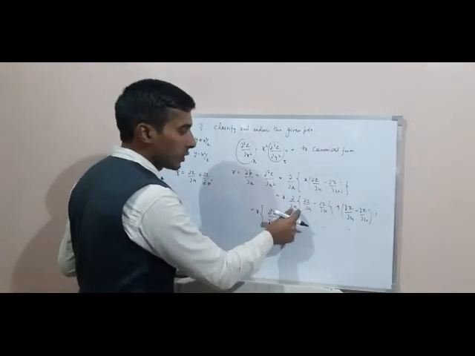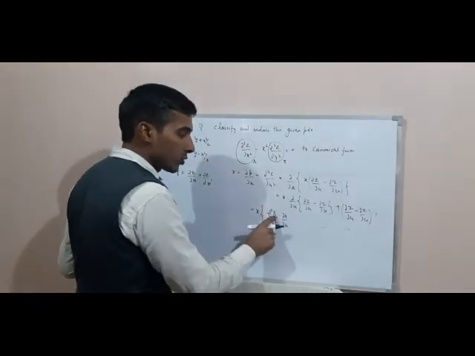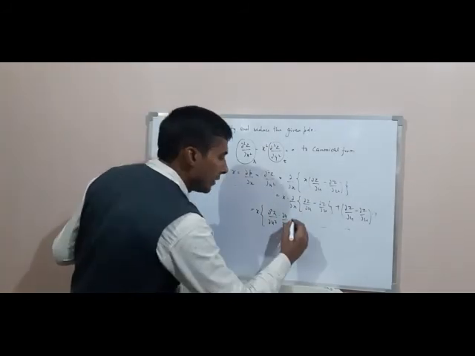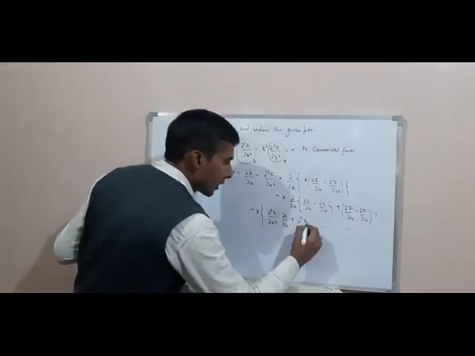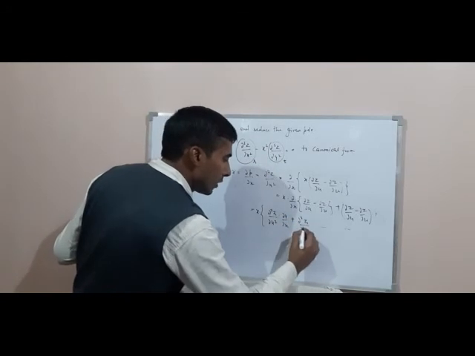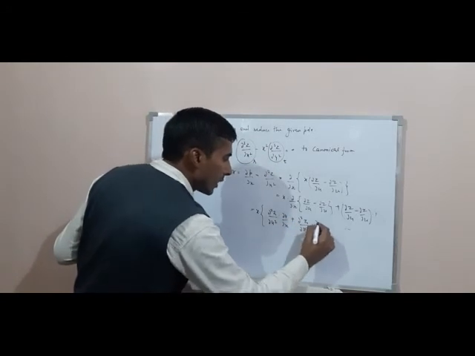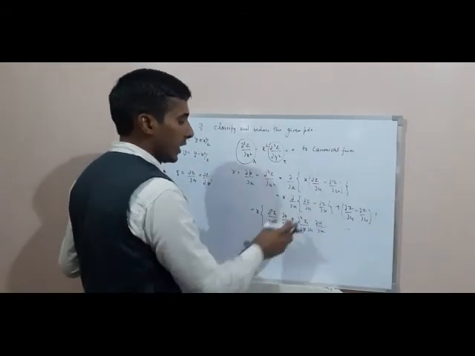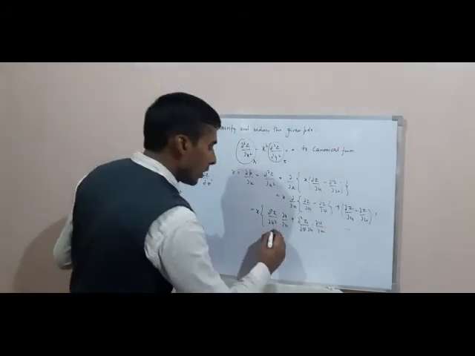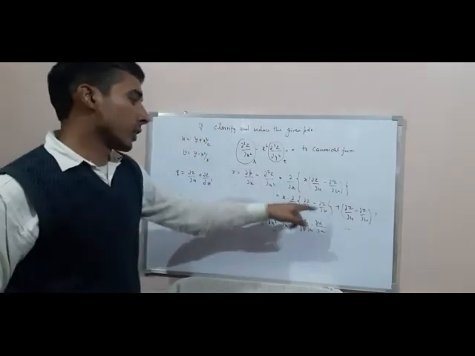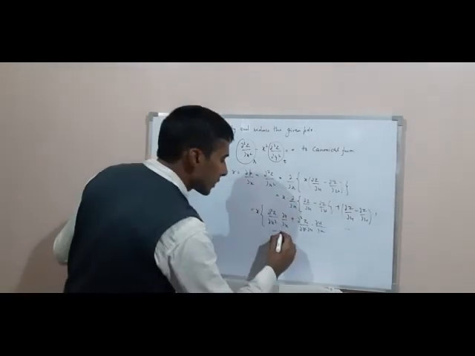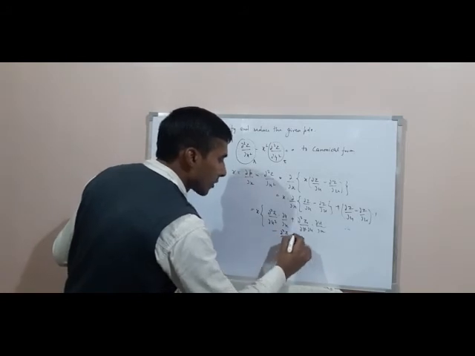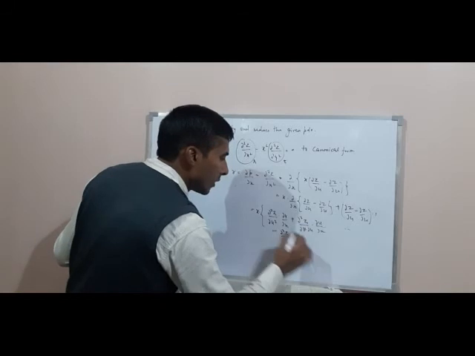Differentiating partially with respect to x these terms, we will get ∂²z/∂u² into ∂u/∂x, again plus ∂²z/∂v∂u and ∂v/∂x. This term is differentiated and the differentiation is this. Now we differentiate this partially with respect to x. It can be written as ∂²z/∂u∂v, ∂u/∂x.